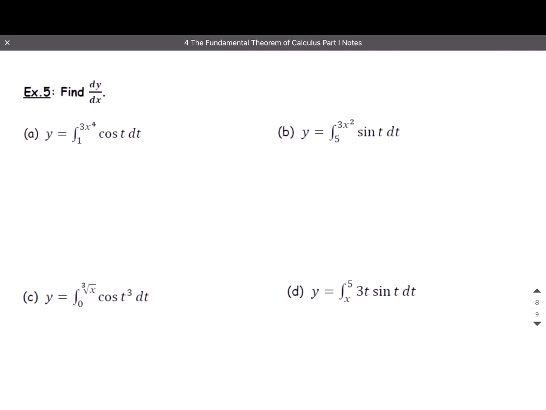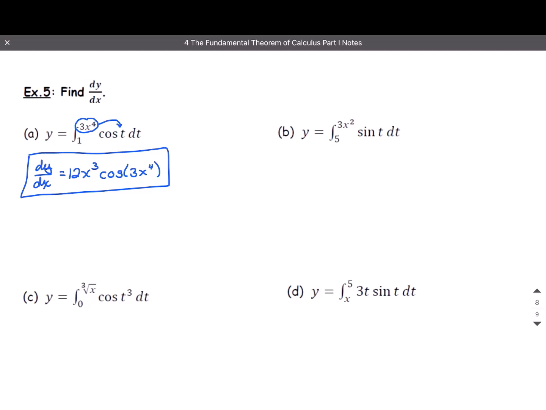We have y equals the integral from 1 to 3x to the fourth of cosine t dt. So the derivative of y, dy/dx, equals: we take this 3x to the fourth and substitute it into our function, so it's the cosine of 3x to the fourth, times, what's the derivative of 3x to the fourth? 12x cubed. And we always put that in front, right? Standard form? Good. Some people like to do the derivative first. That's fine. Doesn't matter the order.